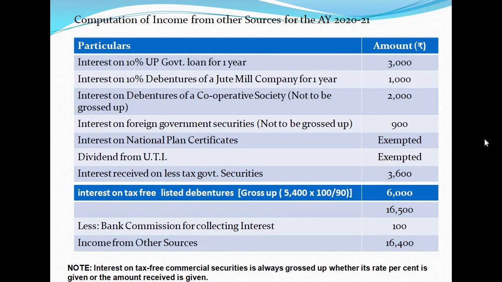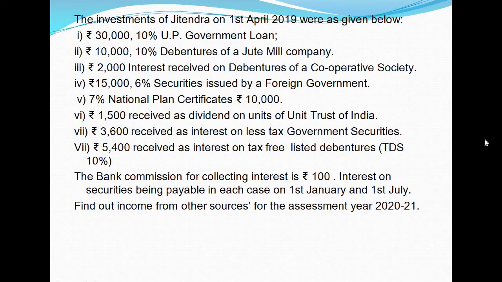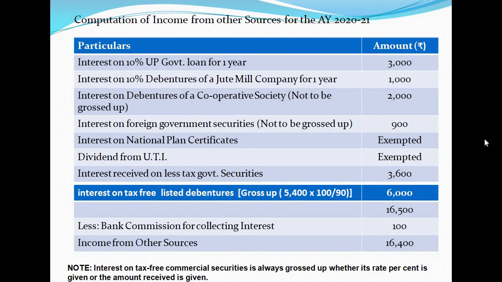Then the interest on National Plan Certificate is exempted from tax. Then dividend from Unit Trust of India is exempted from tax. Then interest received on tax-free government security, that is point number 7. This will be the gross amount, so no need to gross up, because whatever amount has been received is the gross amount given in the problem itself.